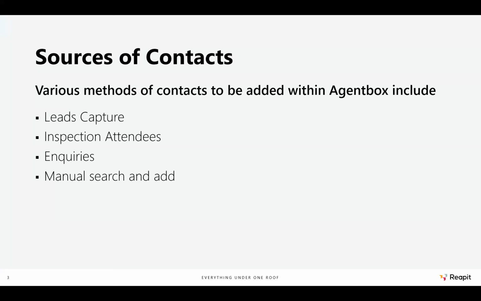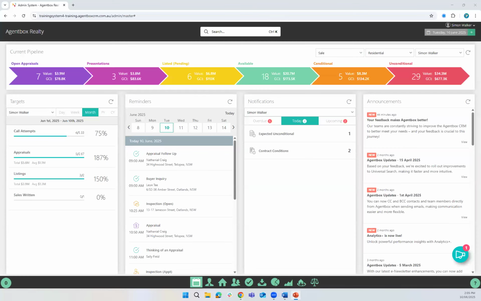So let's start in AgentBox. There are various methods of a contact being added, depending on the contact type or class. Some sources of a contact can be added are lead capture, an inspection attendee, inquiries, and a manual search and add. I'll close the PowerPoint presentation.